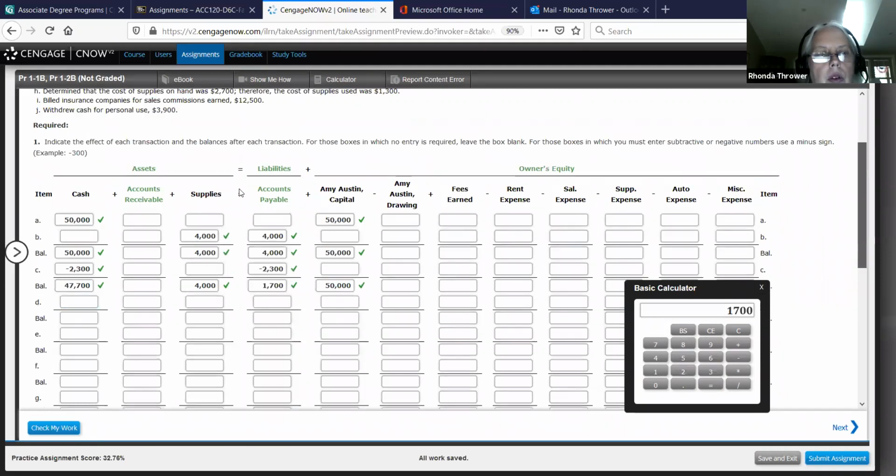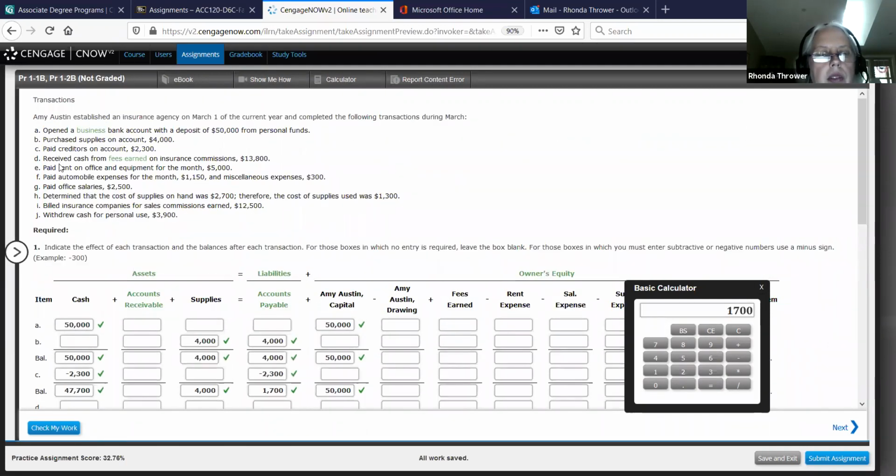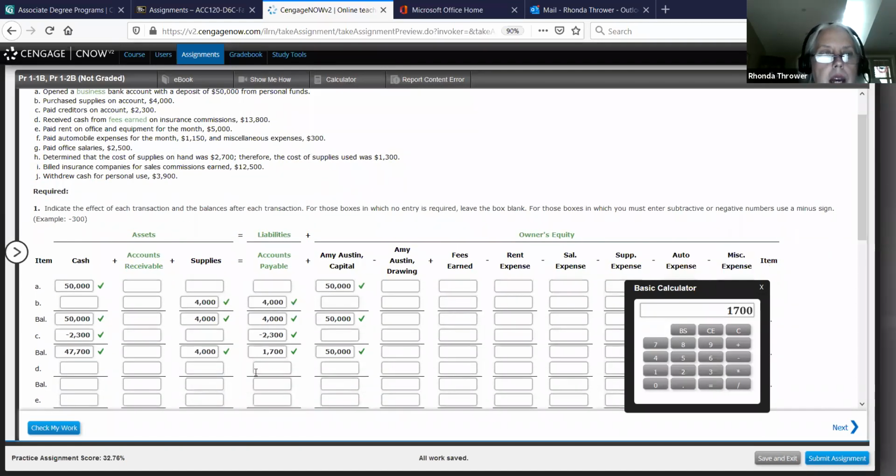So let's look and see what happened on transaction D. It says that we received cash. That tells us exactly what happened there to the cash. We're getting some cash because we have received cash in the amount of $13,800. I'm going to record that under my cash account. But then you want to analyze it further and say, well, why did I receive that cash? And it tells you in this transaction, you received cash from fees earned on the insurance commissions.